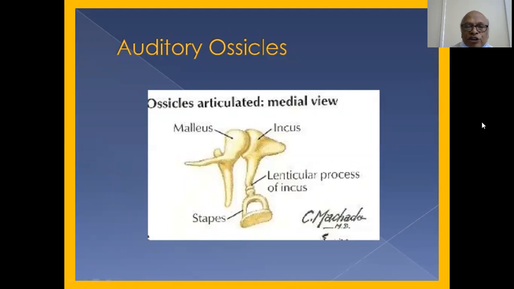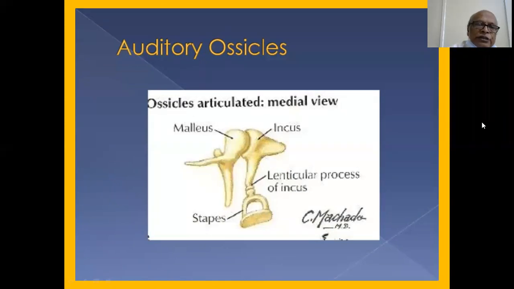This is the picture of the ossicles, the malleus, incus, and stapes. Malleus has a head, a neck, a short process, and a handle. This malleus handle is in close relation to the tympanic membrane, as you have seen just now. The malleus head is not seen. It is in the attic region.